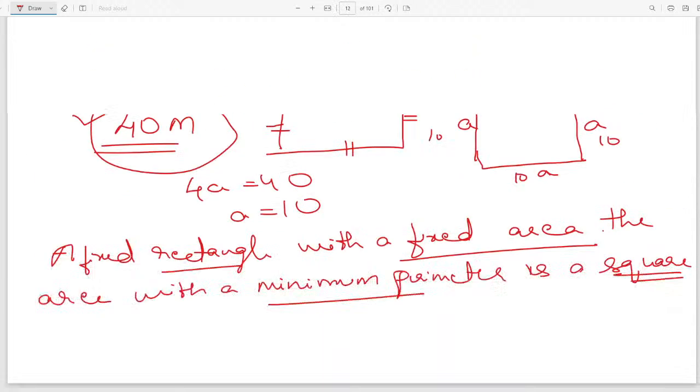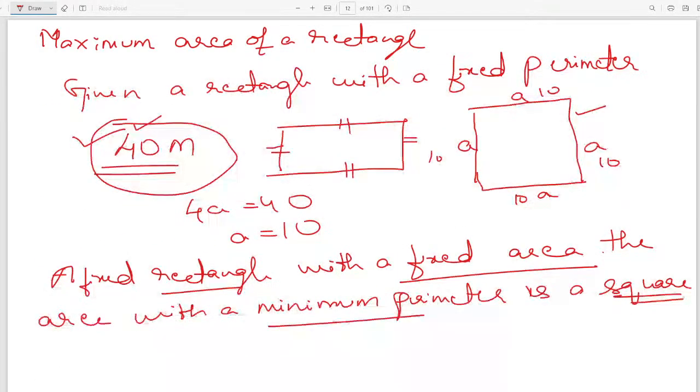And the maximum area would also be for a square. If they have given a fixed perimeter, and they ask to calculate the maximum area, that would be for a square. I hope this is understood. If it is understood, we'll move to the next part. If you have any doubt, please ask.